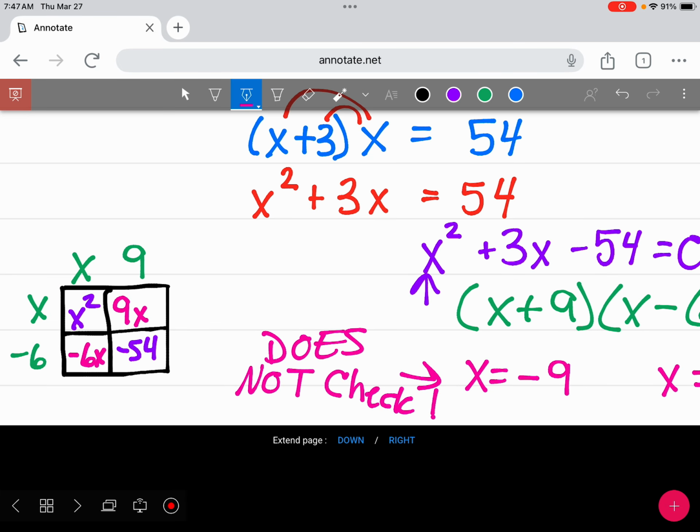The official term for that is extraneous. Oh my gosh, the man is doing so much work and it's not even an answer. That's so extra. Oh my god, that's so extra.